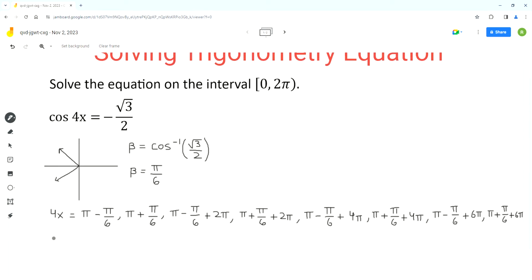So 4x equals pi minus pi over 6. Now we have to subtract these terms. The denominator of pi is 1, so the common denominator is 6. We multiply the numerator and the denominator by 6, so basically we get 6 pi over 6. And when we subtract them, we get 5 pi over 6.